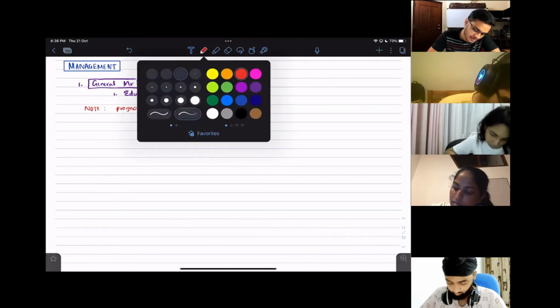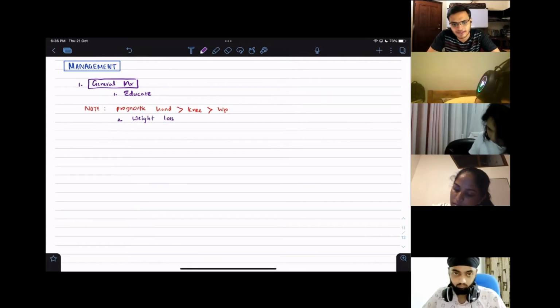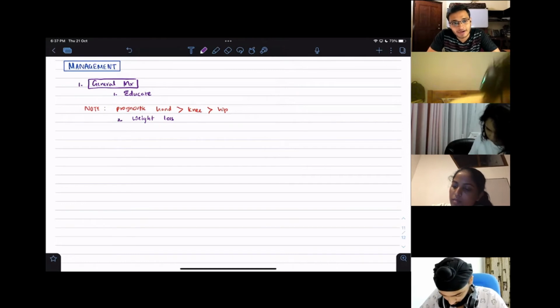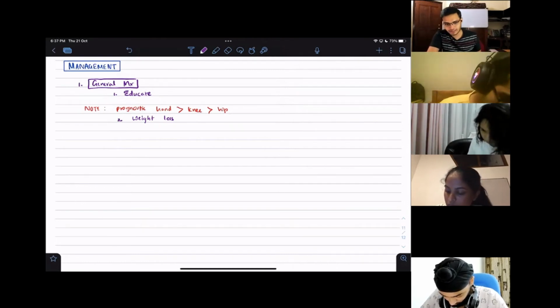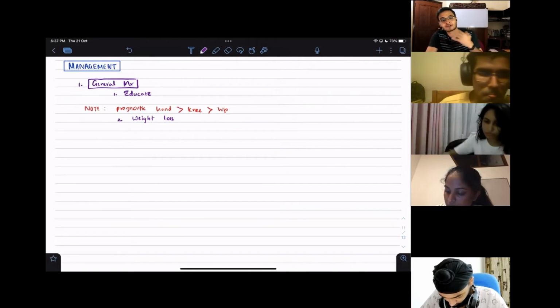Then we have to educate the patient on weight loss. We have to put them through a weight loss regime. So what does weight loss do, guys? It can help reduce the risk of developing osteoarthritis. At the same time, it can slow down the progression.